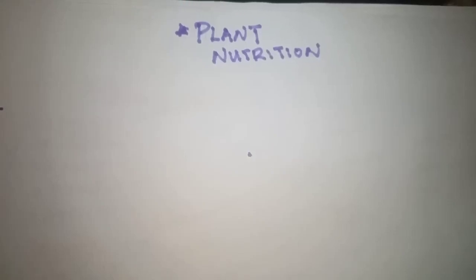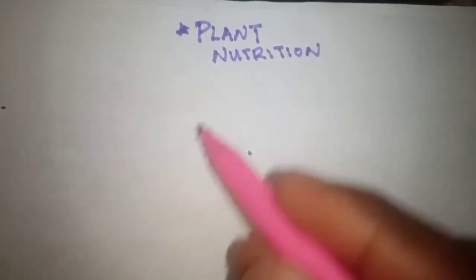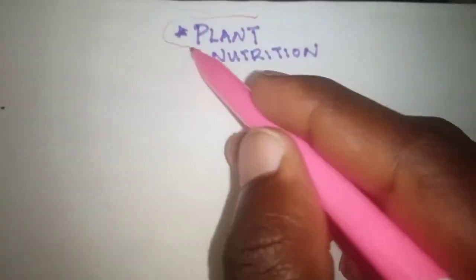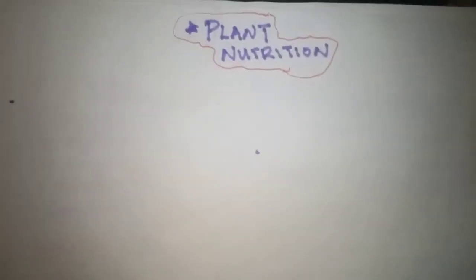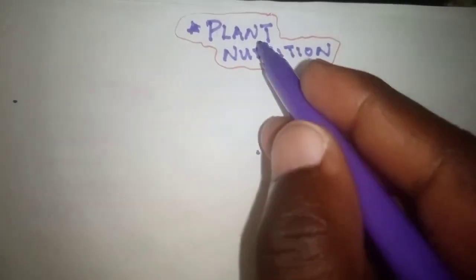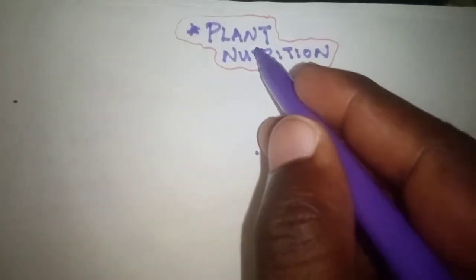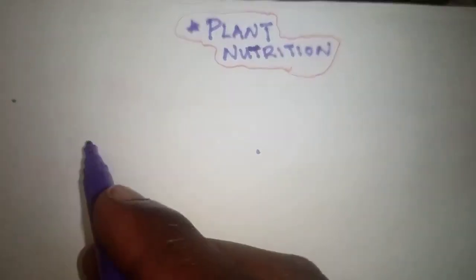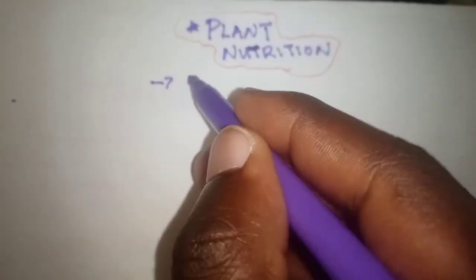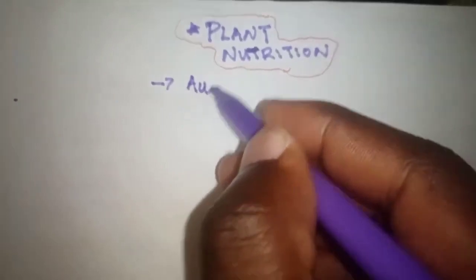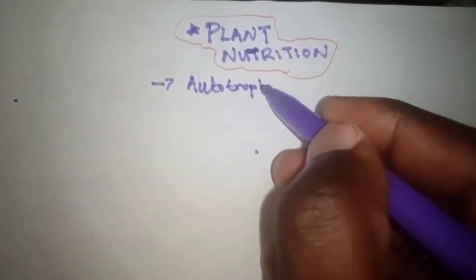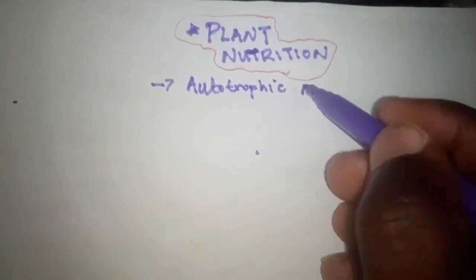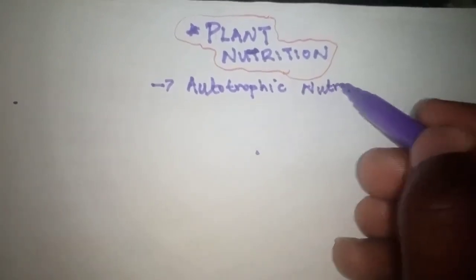Welcome to this video. In this video we'll be looking at plant nutrition. Plants carry out a certain type of nutrition, and this type of nutrition in plants is called autotrophic nutrition.